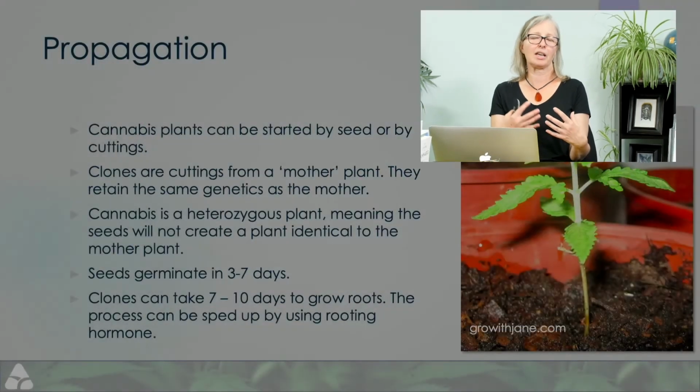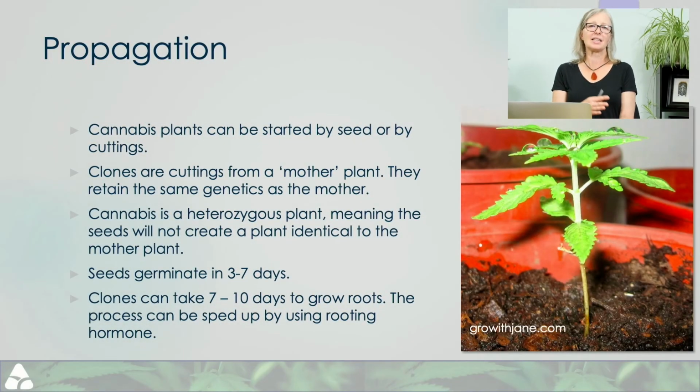The clones, when we take a clone off the mother plant and we put that into some sort of rooting material or into some soil, give it the right moisture conditions, that can take 7 to 10 days to start to grow roots, and then even another several days before it starts to get new leaves on it, so you actually see some active growth on that.